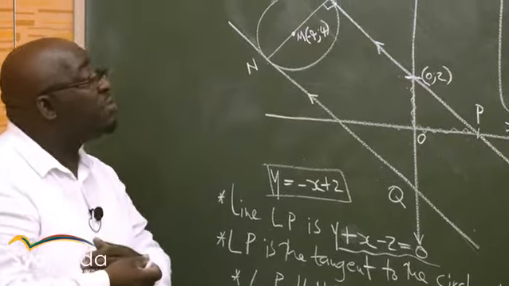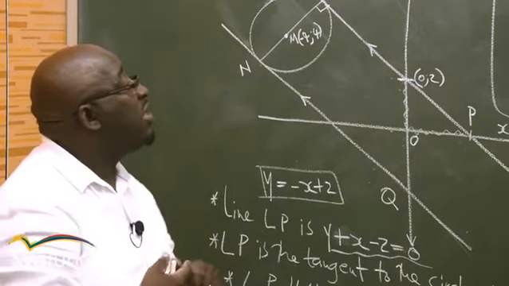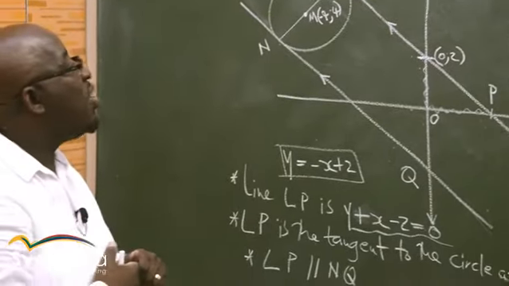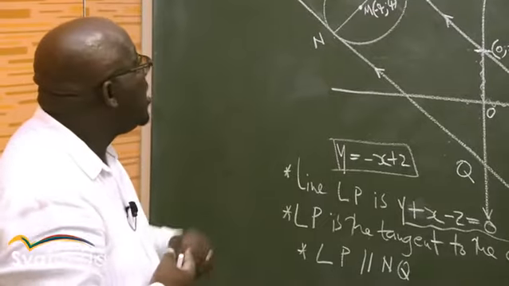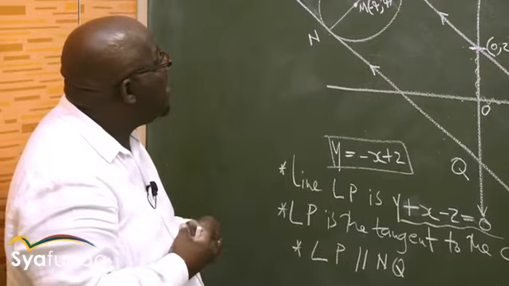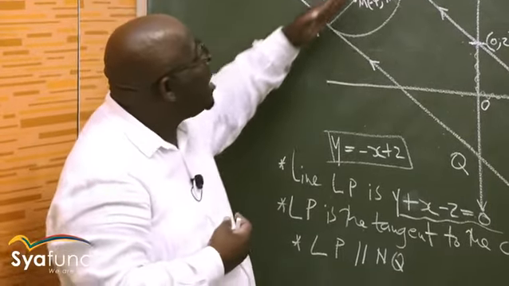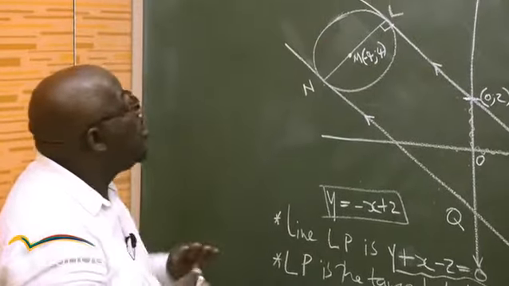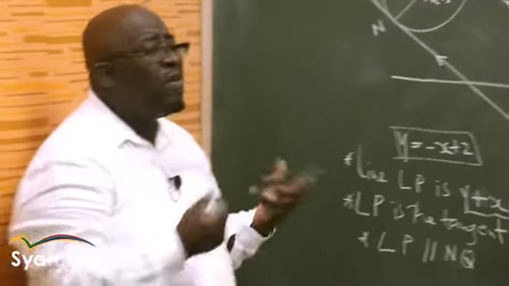Now let us try and respond to these questions. The first question: find the equation of the diameter. Let's look at the diameter here. We've got to find the equation of the diameter. This is our diameter. We've got to find the equation of that diameter. How do we find it?